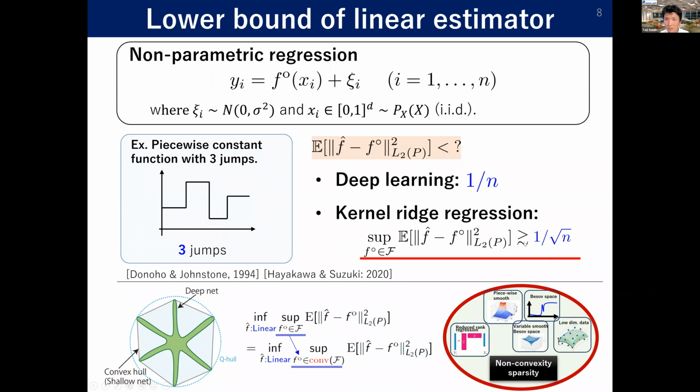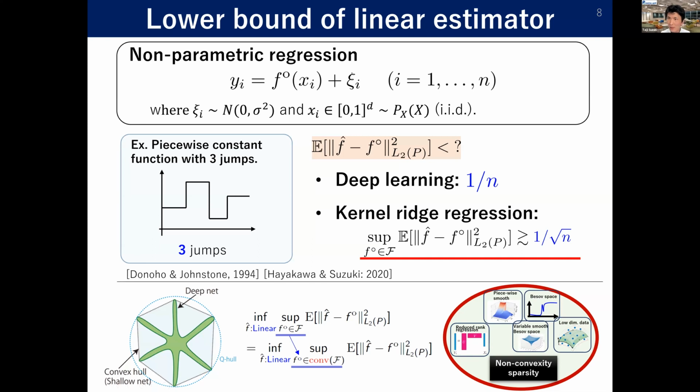This is very simple, but to estimate this kind of function, the worst case error of kernel ridge regression can be lower bounded like this, 1 over square root n. So for any kernel function, there is a worst case true function such that the learning rate is lower bounded by 1 over square root n. Here we are examining the mean square error. On the other hand, if you apply deep learning, you obtain a 1 over n convergence rate. So there is a square root n difference, and this difference is significant.